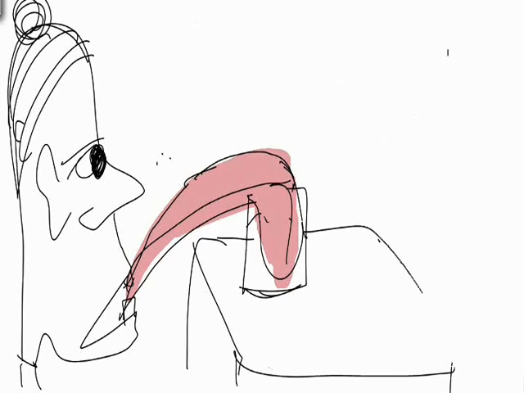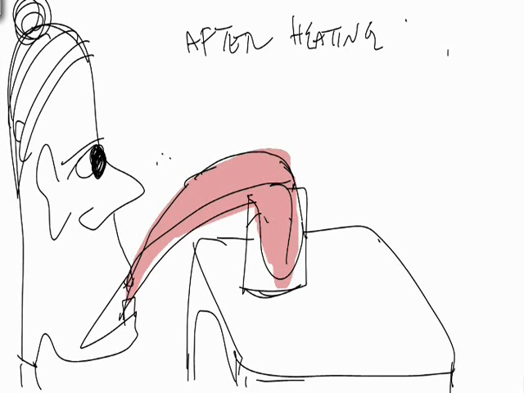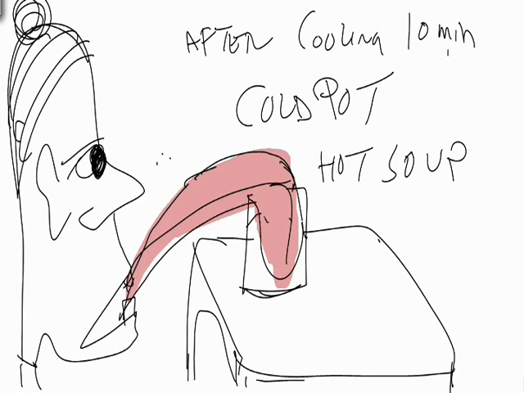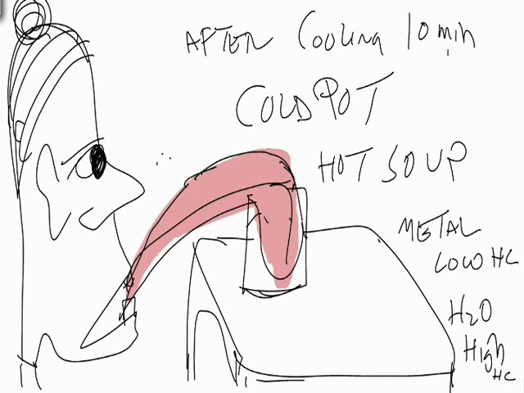So you go back to heating it up for a while. Start heating it up for a good 30 minutes. And it's hot pot, hot soup. But then you cool it for 10 minutes and it's a cold pot and hot soup. Seriously. Now the reason is because the metal has a low heat capacity and water has a high heat capacity.